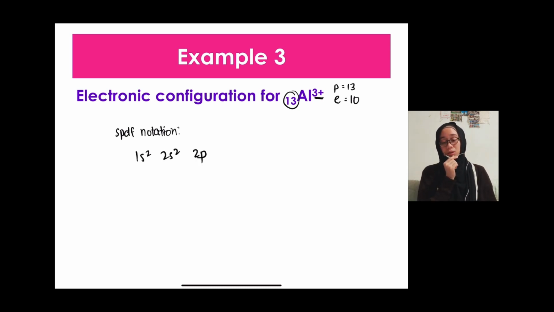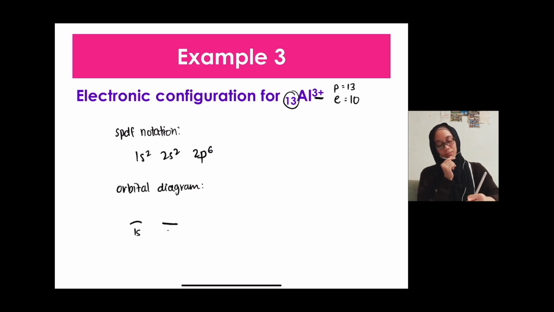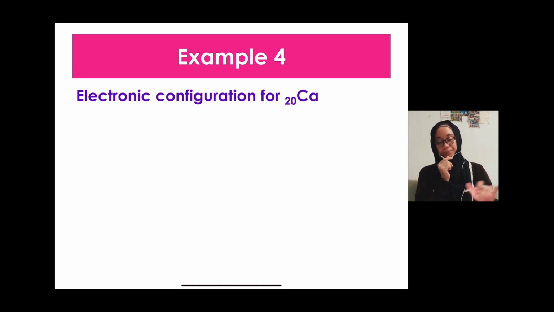okay, so now we are left with another 6 electrons. So dalam 2p kita boleh isi 6 kan? So dapatlah 1s2, 2s2, 2p6. So from here, kita just lukis dia punya orbital diagram. Settle dah, okay? So kita pergi kepada example 3.